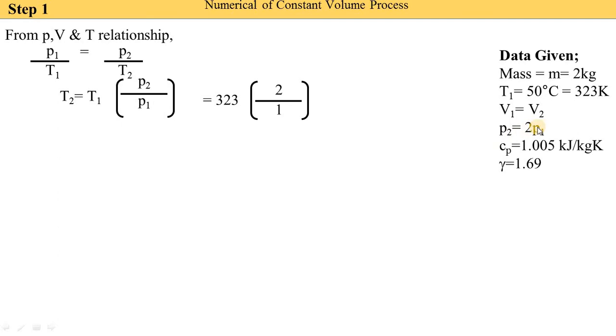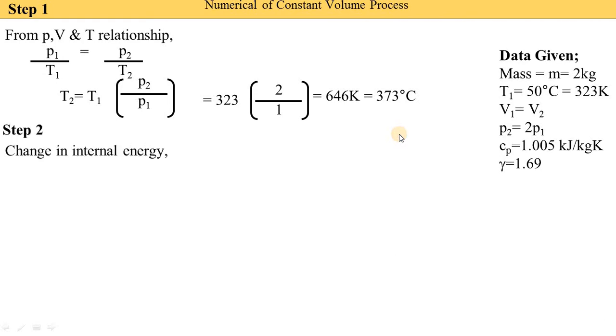And P2 divided by P1 is equal to 2. Here P2 is equal to 2 P1, so when we move P1 to the left side, we get P2 upon P1 equal to 2. We multiply 323 with 2 and get the answer 646 Kelvin. To convert into centigrade, we subtract 646 minus 273, and we get 373 degree centigrade, means the final temperature of the gas is 373 centigrade.